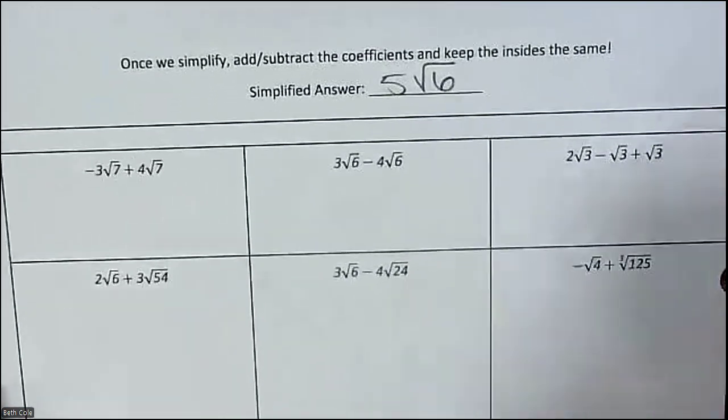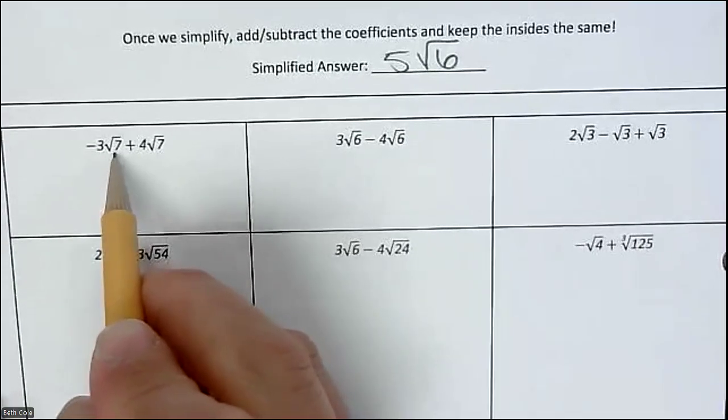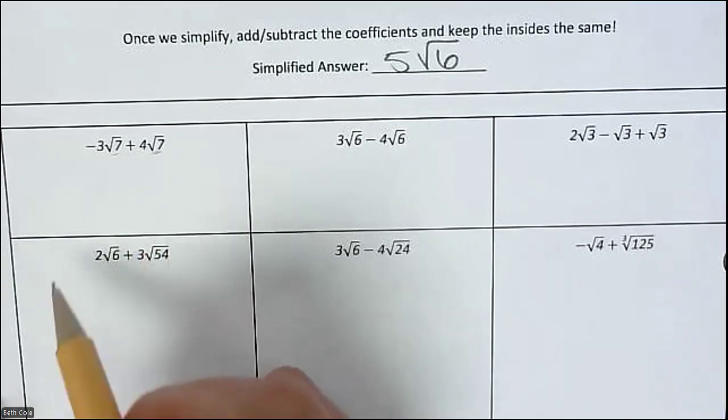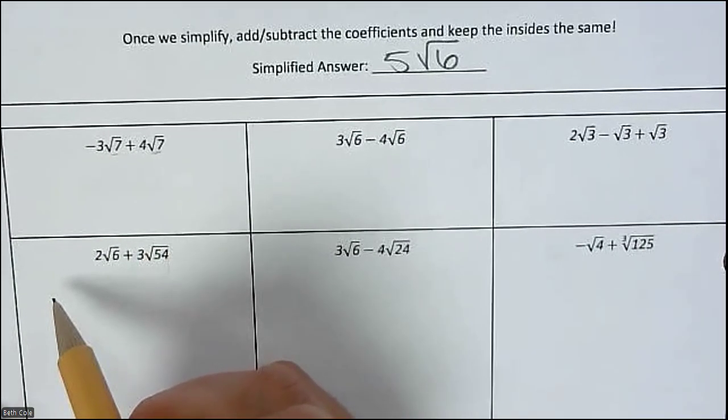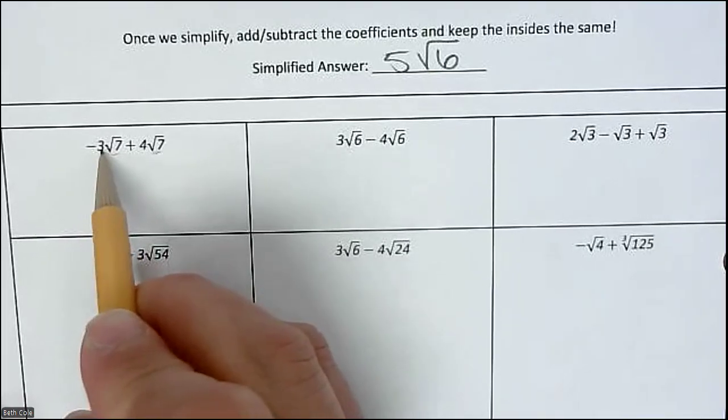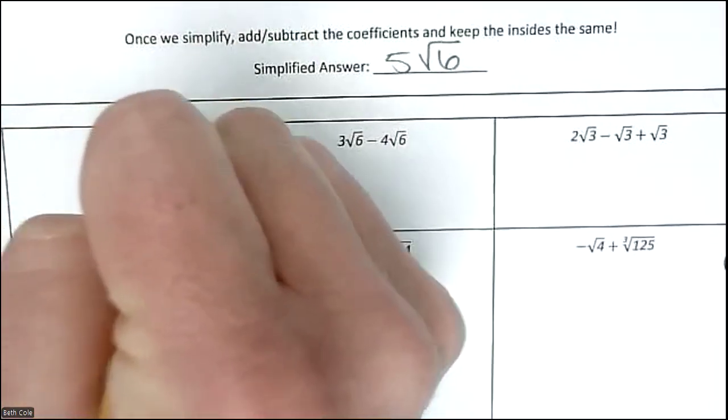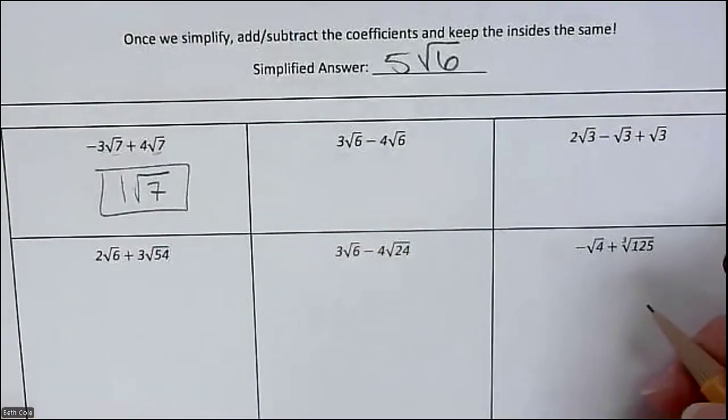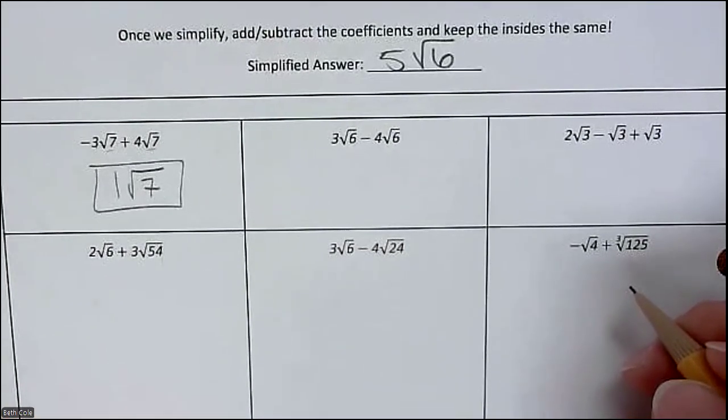All right, let's try this a few times. Do you see how these are the same? So you can add them together. I need for y'all to stop talking over me. -3 plus 4 is 1. So 1 square root of 7. You wouldn't even really need to put the 1 if you didn't want to.